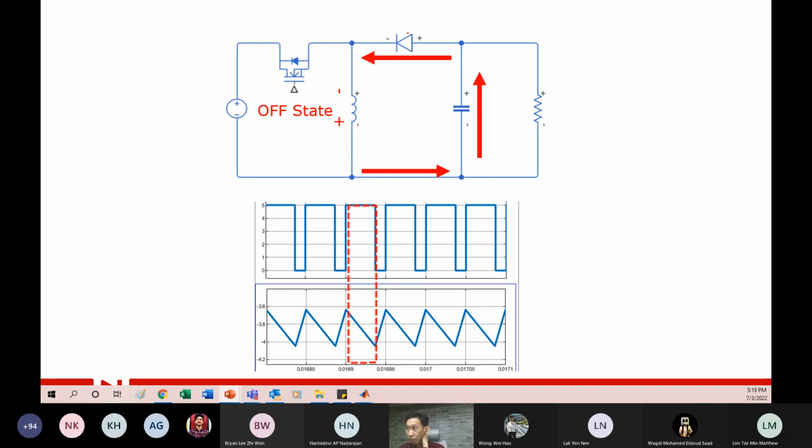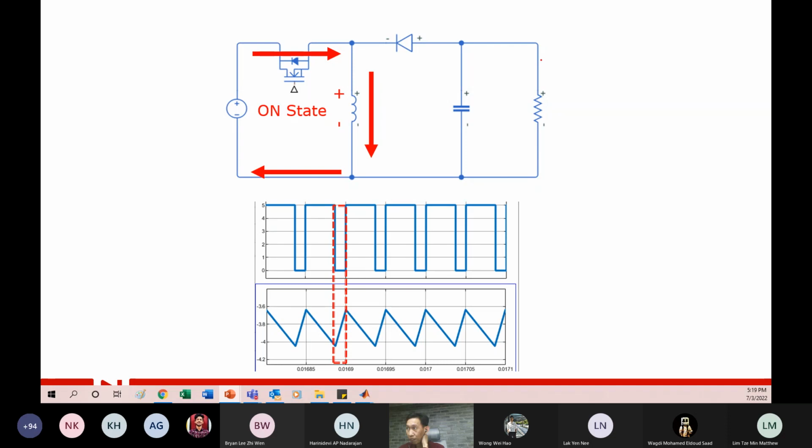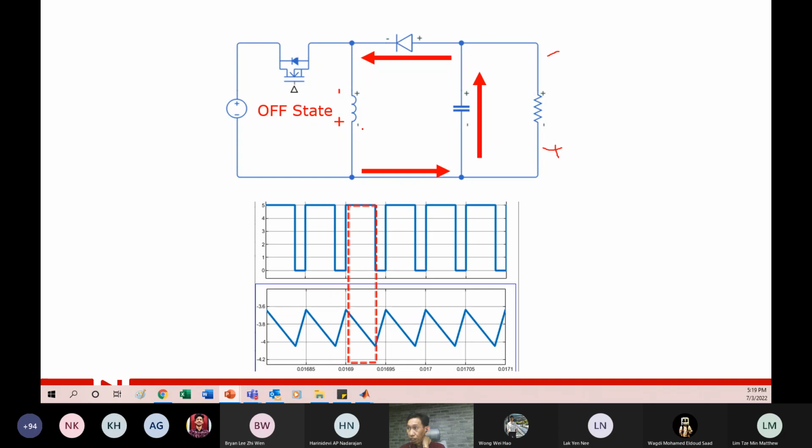So this diode, you can see, is in reverse bias. For this moment, your output, this will become plus, this will become minus. When it turns on, it will start to charge this inductor, and then when it turns off and discharges, the current will flow through it, and this is how it will give you the polarity here.